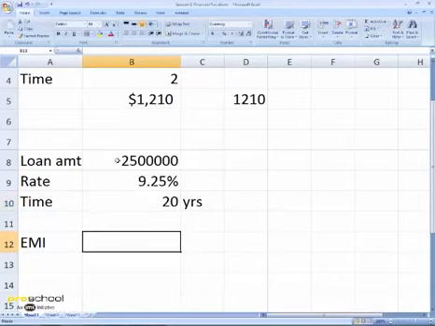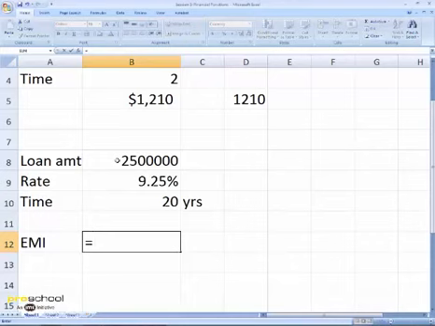Now, a few things that you need to remember here. You are calculating the EMI, which is equated monthly installments. So you're calculating monthly cash flows, whereas the time period and the rate given to you are an annual rate and a number of years. Hence, we need to convert them on a monthly basis before you can calculate the EMI using the PMT function.